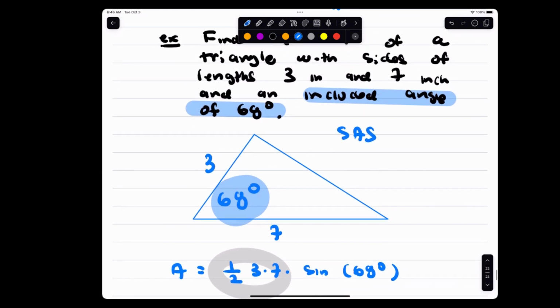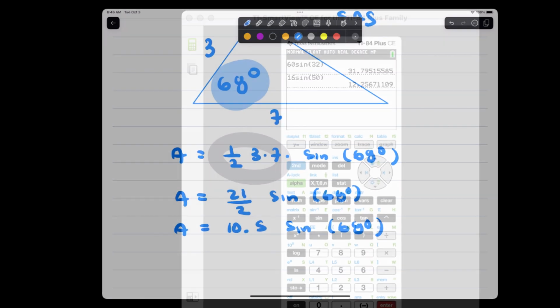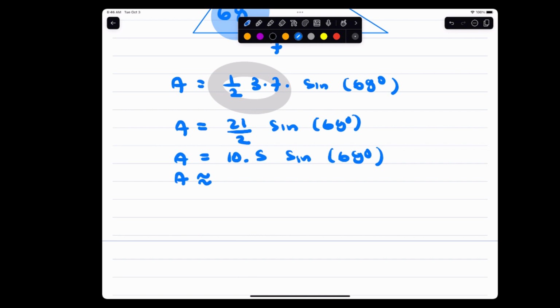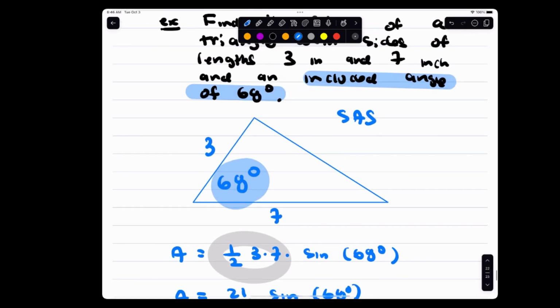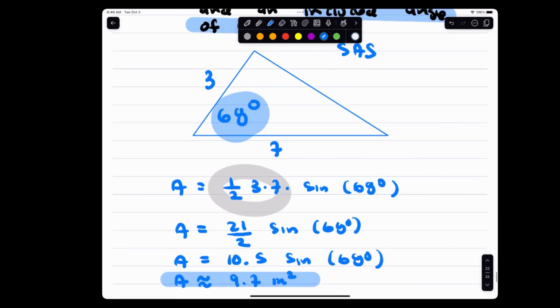Okay, so they gave you some language, included angle. So, all right, let's do some arithmetic here. Get out the calculator, 10.5 now. Sine of what? 68 degrees. What do you guys get now? 9 point what? 7. So this is approximately 9.7. And I guess they gave us units that were in inches, so we have to put inches to the second power. And there you go, ladies and gentlemen. There it is.